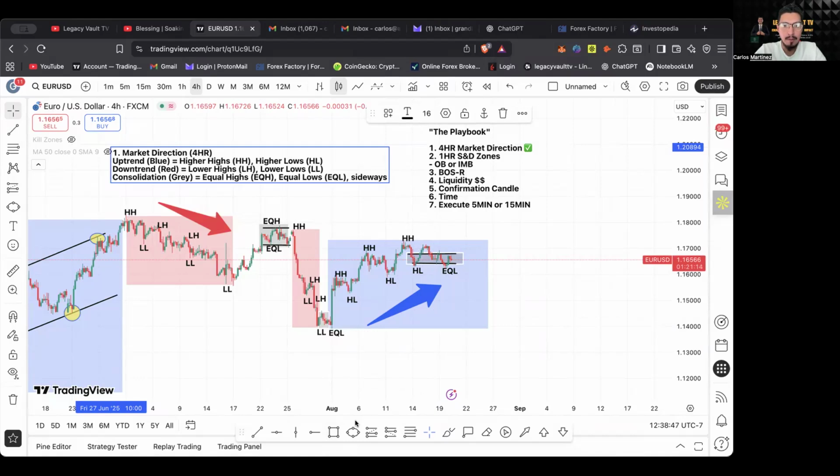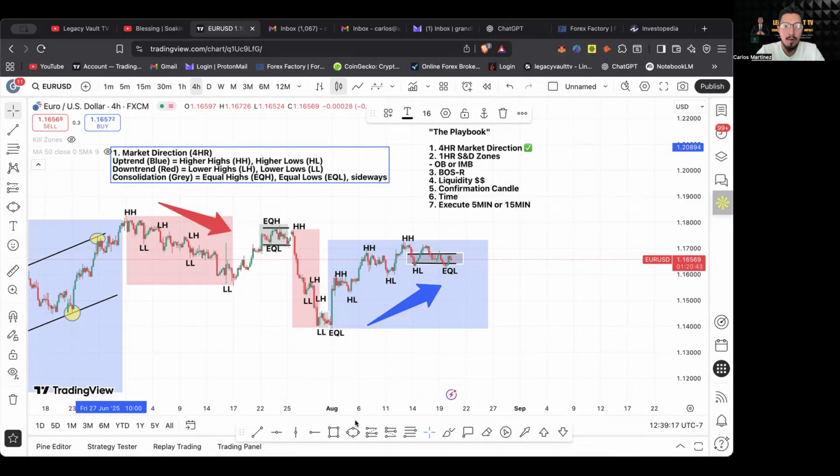Use this as a blueprint to identify market direction, support resistance zones, supply and demand zones, break of structure, liquidity, confirmation candles, time and execution on the 5 minute or 15 minute. And I will go over the rest of the steps in later calls. And I will be posting a video for each and every single step.